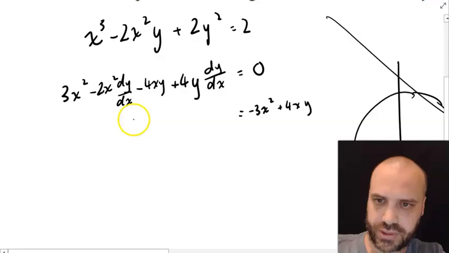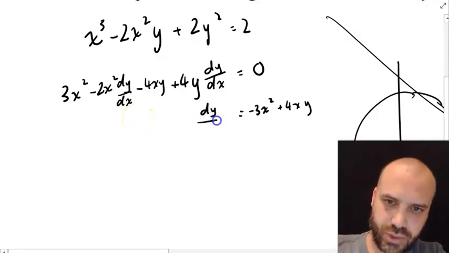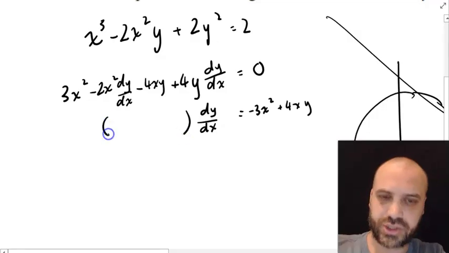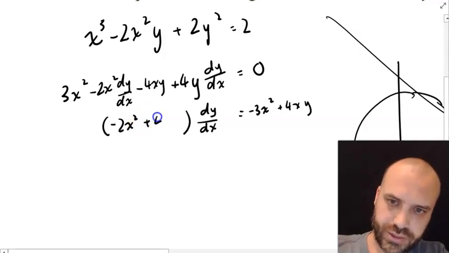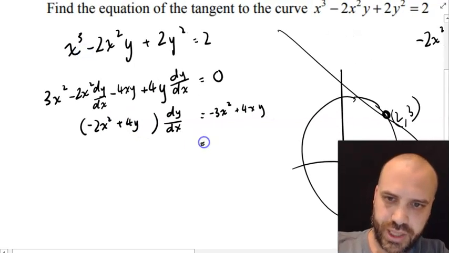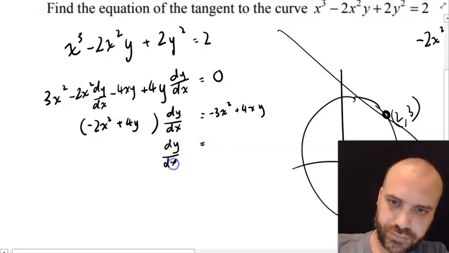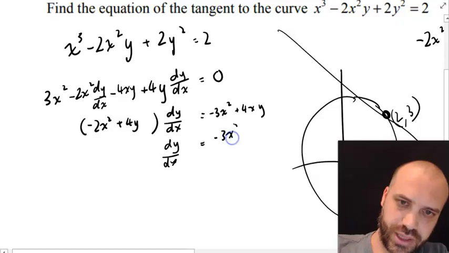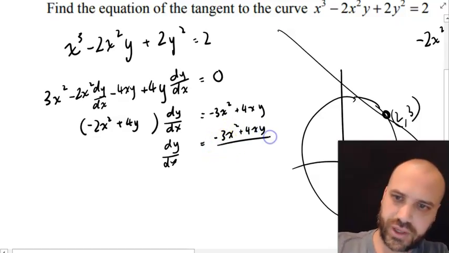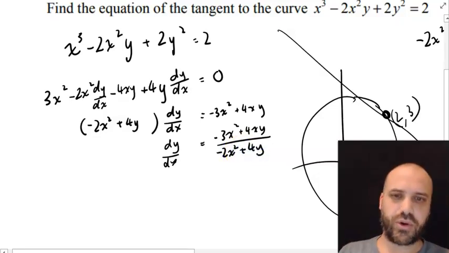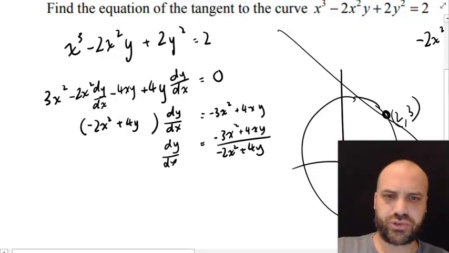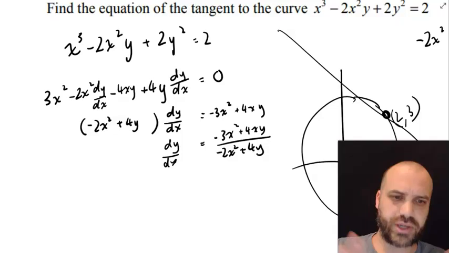And I'm going to do this a bit non-standard. dy/dx, actually it's not too bad. And then we've got negative 2x squared plus 4y, which means that dy/dx equals negative 3x squared plus 4xy over negative 2x squared plus 4y. Now, I'm not going to bother trying to find some way to factorize or simplify things or anything like that. I don't need to do that.